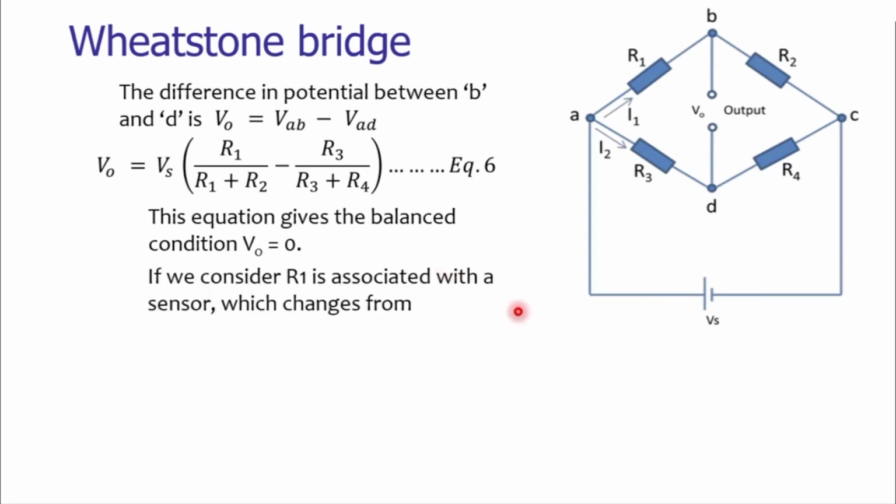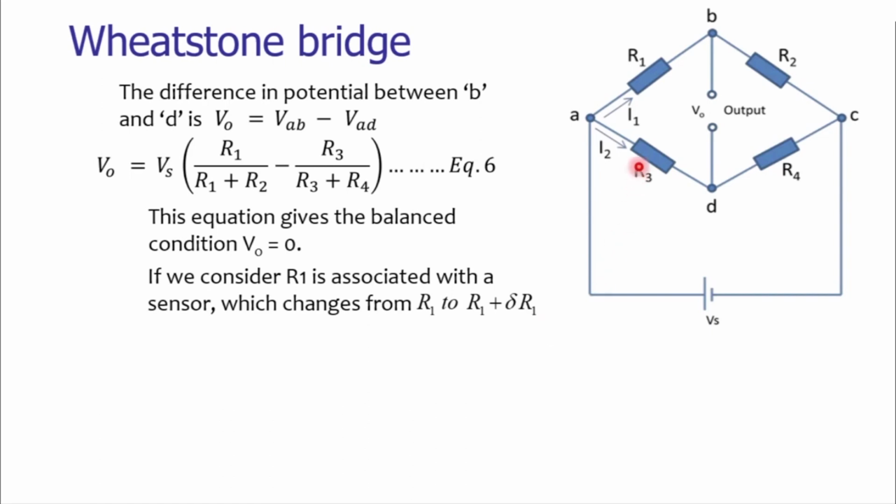But as I mentioned, we want to use the Wheatstone bridge to generate the active signal. For that purpose, we may connect one of the resistors to the sensor element. Let us consider that resistor R1 is associated with a certain sensor.